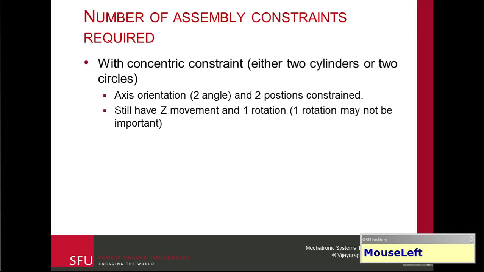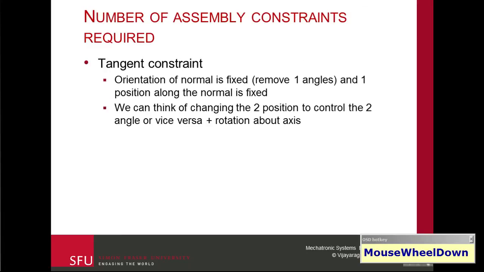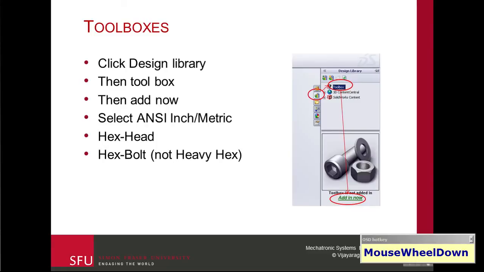In a cylinder, you're not really concerned about this rotation because it's axis symmetric, but you're concerned about the up and down movement. So you need to maybe insert an additional concentric constraint. So tangential constraint, so you remove one axis and one position is fixed. So you need to figure out how you will constrain them together.